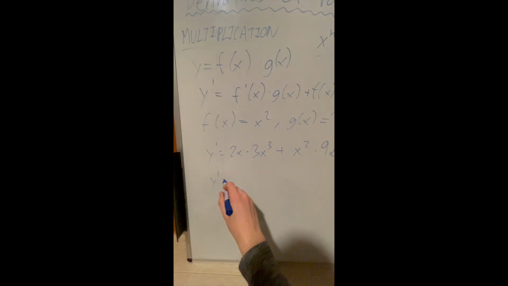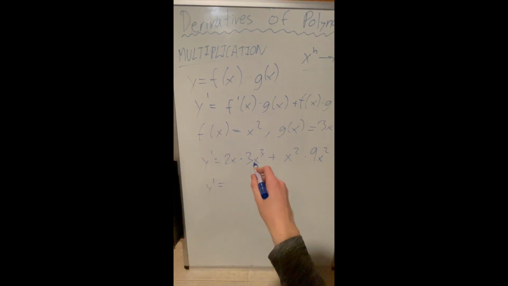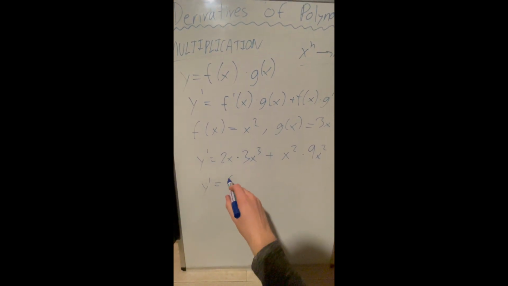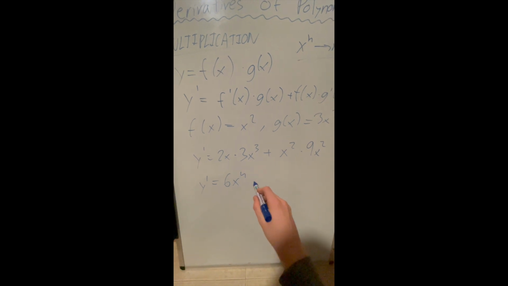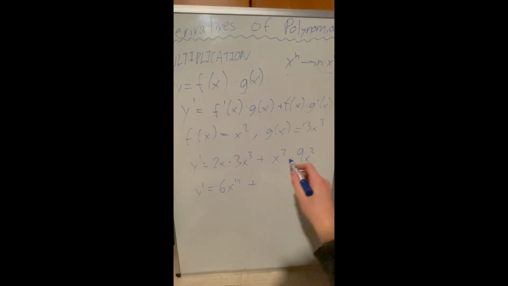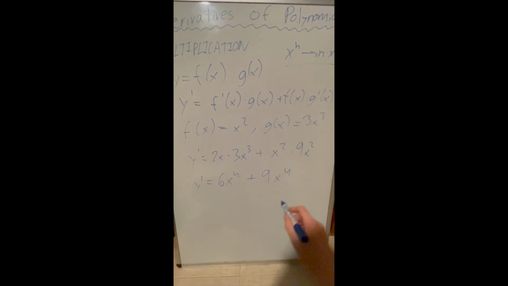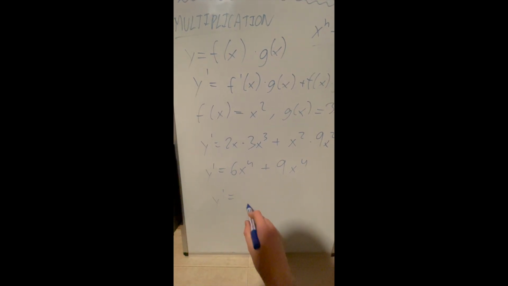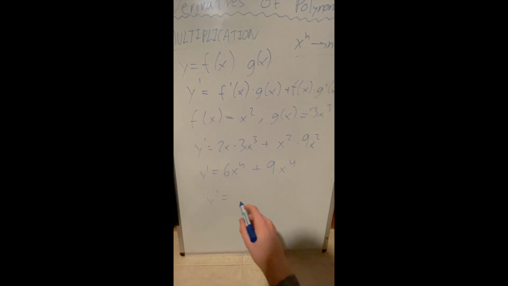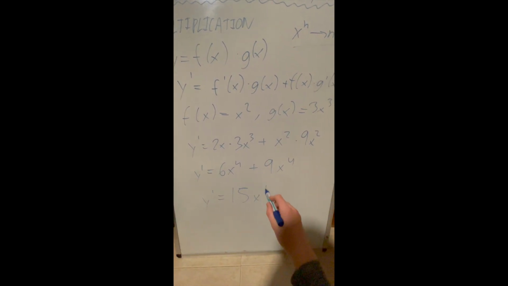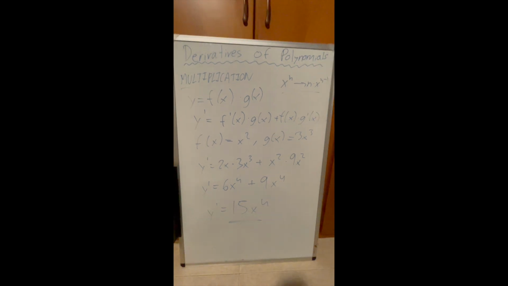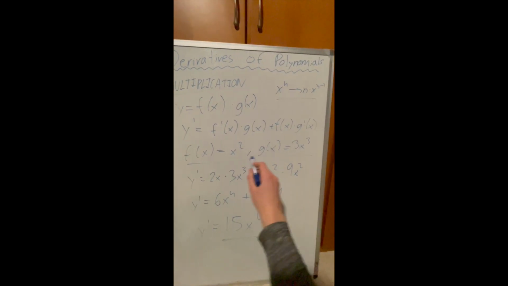And so we get that y prime is equal to 2x times 3x cubed. This is 6x to the power of 4 plus x to the power of 2 times 9x to the power of 2. This is 9x to the power of 4. And therefore, we can just add these, simplify our result, and we have 15x to the power of 4, which is the result of deriving these two functions by multiplying them.